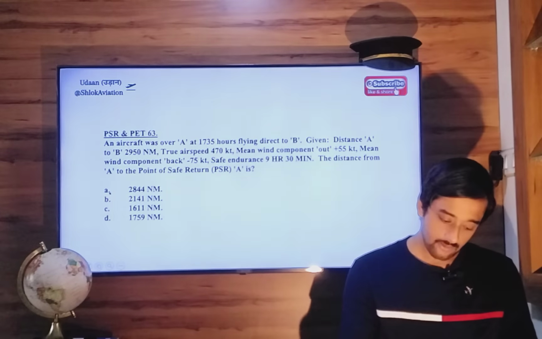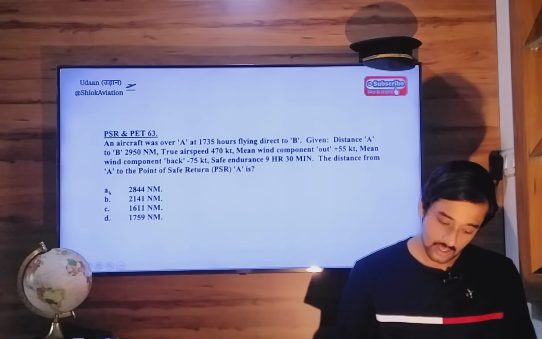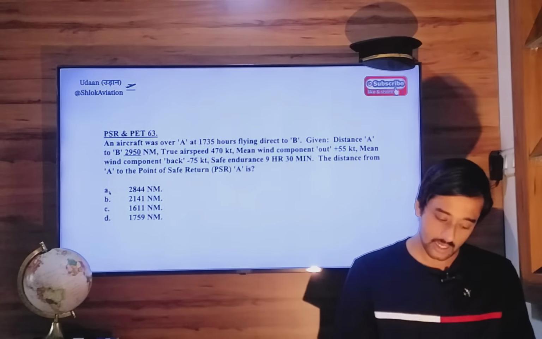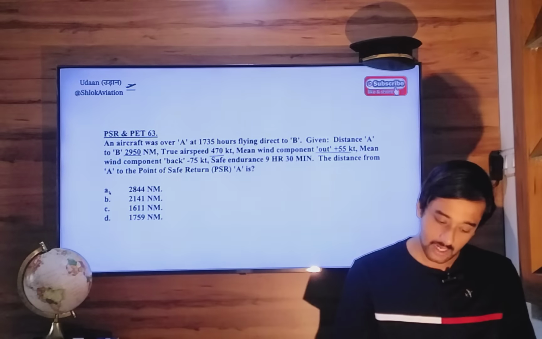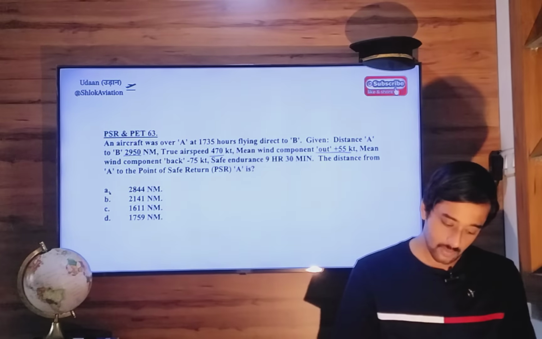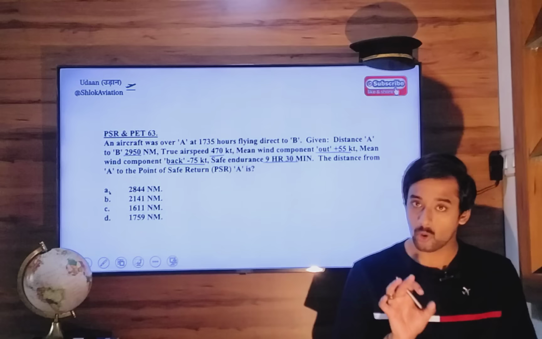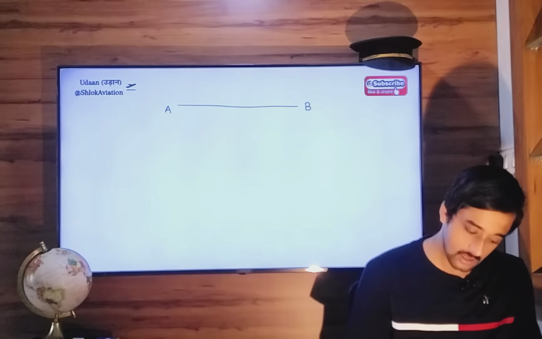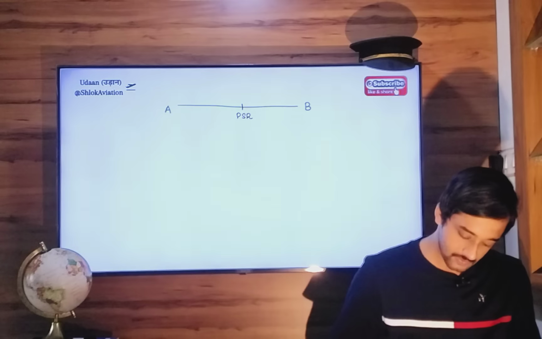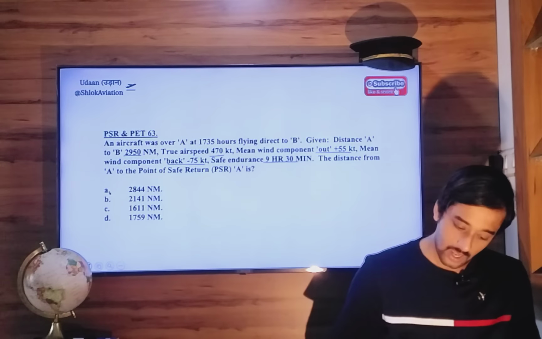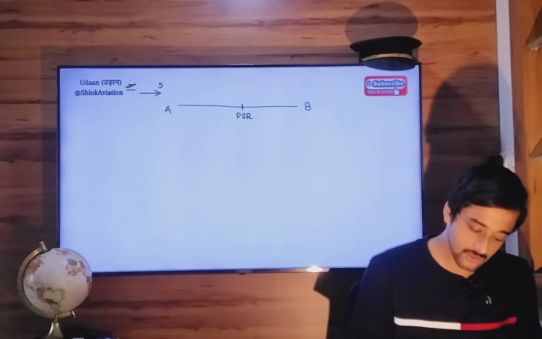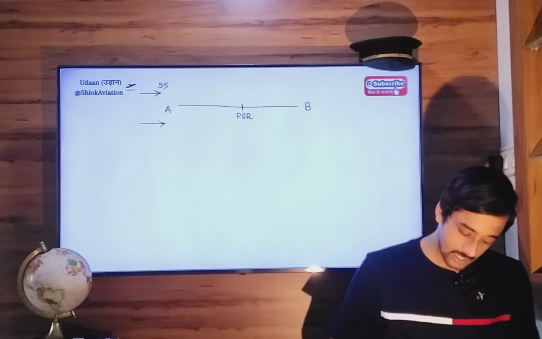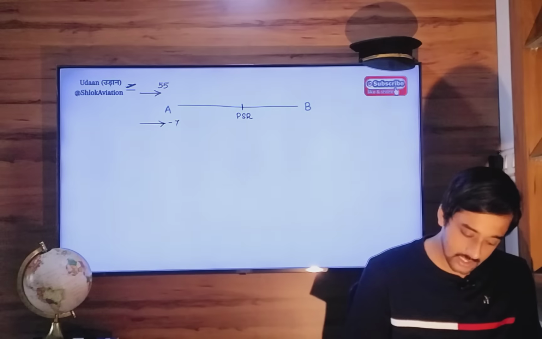Next. Aircraft was over A at 1735. Distance A to B 2950. TAS 470. Outbound winds plus 55. Homebound winds minus 75. Endurance 9.5. What is the distance from point A to the point of safe return? So A, B, here is your point of safe return. Flying outbound, you are getting a tailwind of plus 55. Flying homebound, you are faced with a headwind of minus 75.